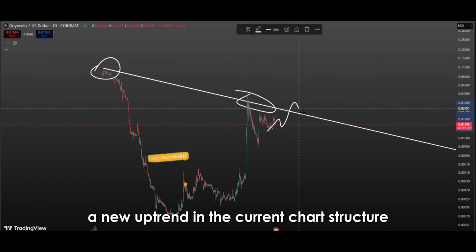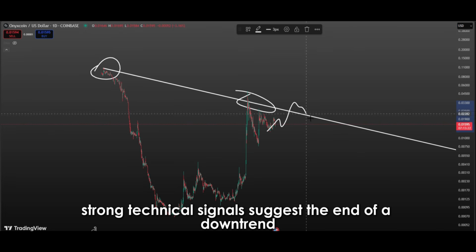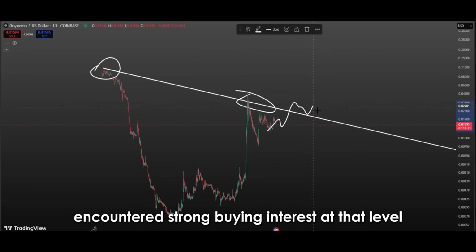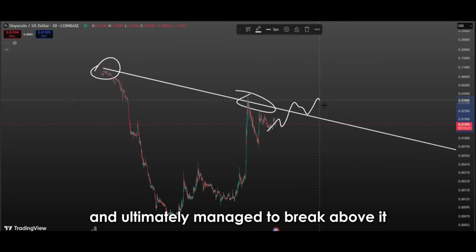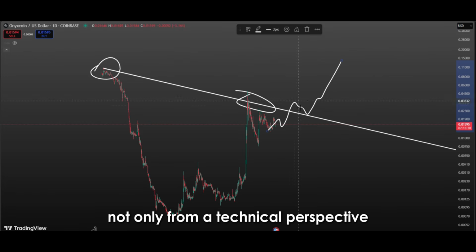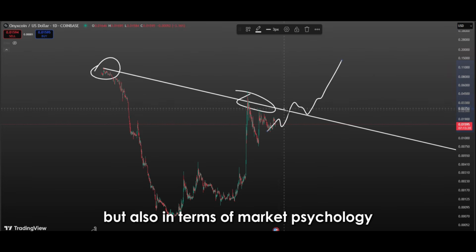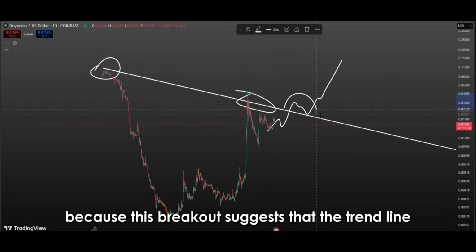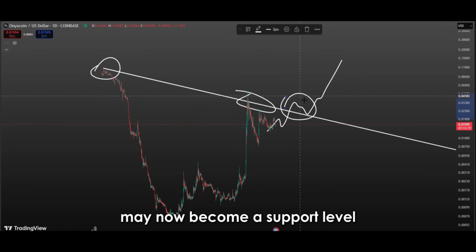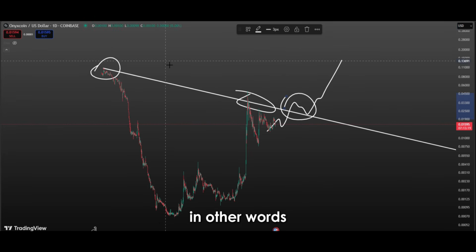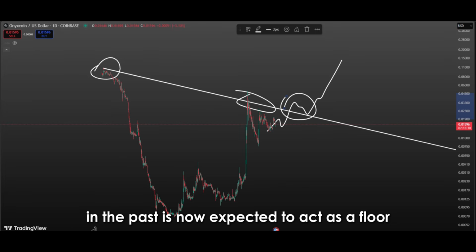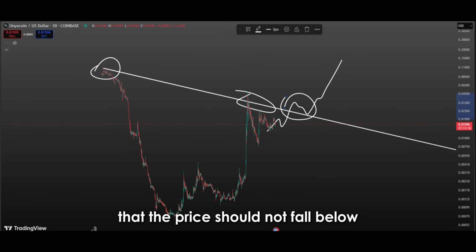In the current chart structure, strong technical signals suggest the end of a downtrend. The price has approached the downtrend line, encountered strong buying interest at that level, and ultimately managed to break above it. This move is significant not only from a technical perspective, but also in terms of market psychology. Because this breakout suggests that the trend line, which previously acted as resistance, may now become a support level. In other words, the level that was difficult for the price to surpass in the past is now expected to act as a floor that the price should not fall below.